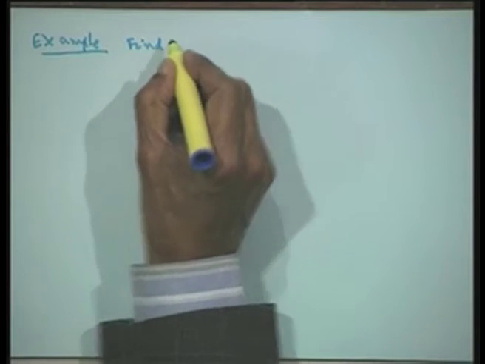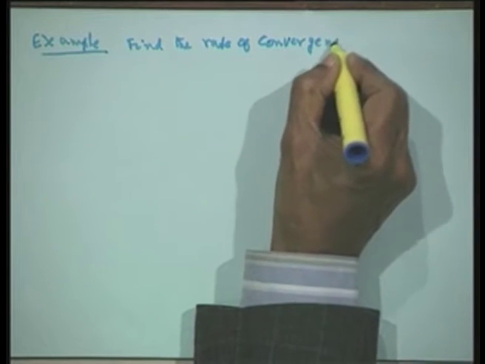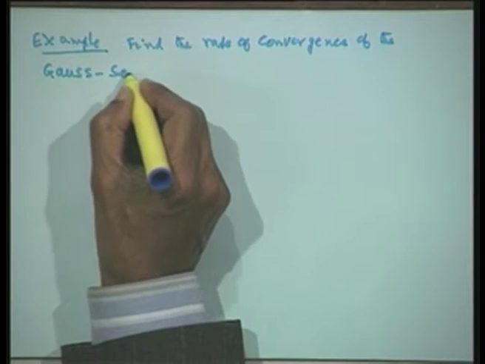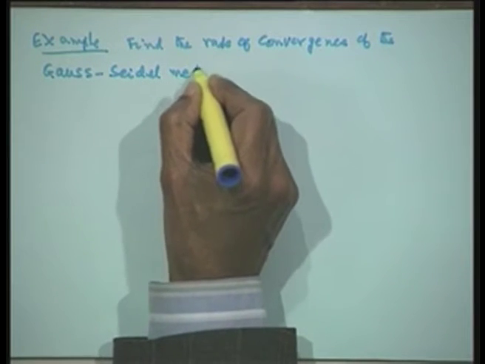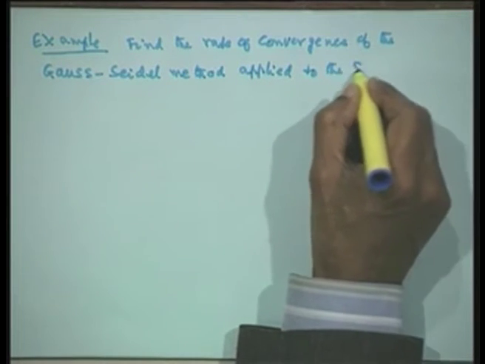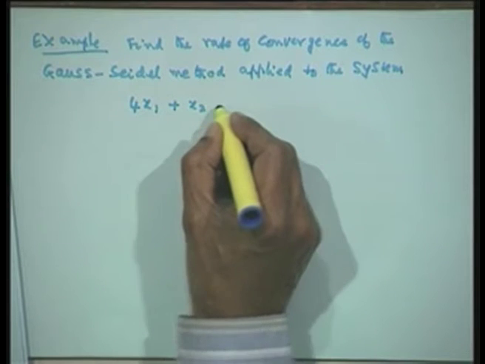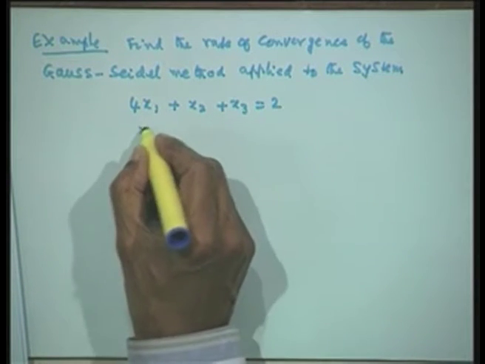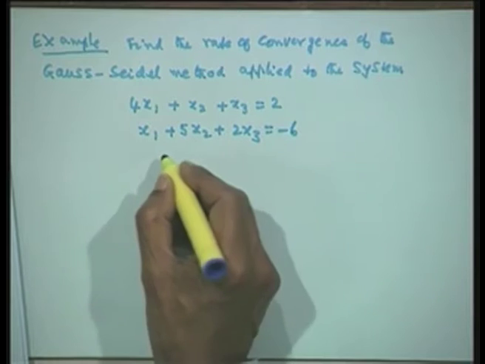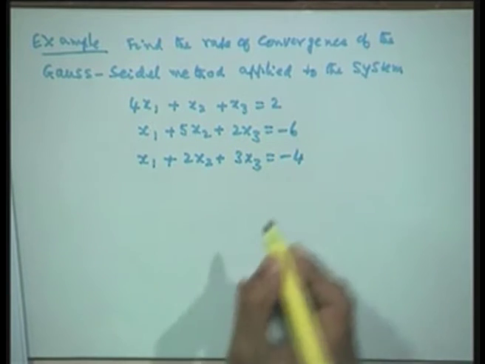I will take this as: find the rate of convergence of the Gauss-Seidel method applied to the system 4 x1 plus x2 plus x3 is equal to 2, x1 plus 5 x2 plus 2 x3 is minus 6, x1 plus 2 x2 plus 3 x3 is equal to minus 4.